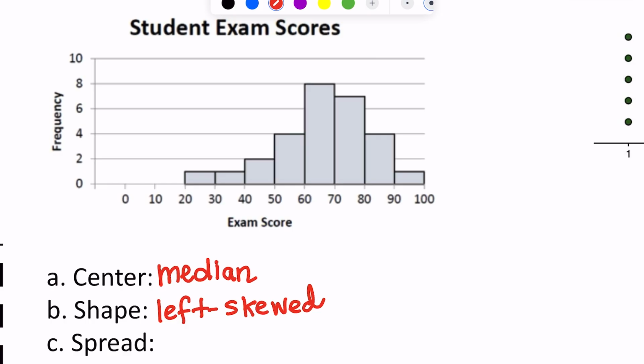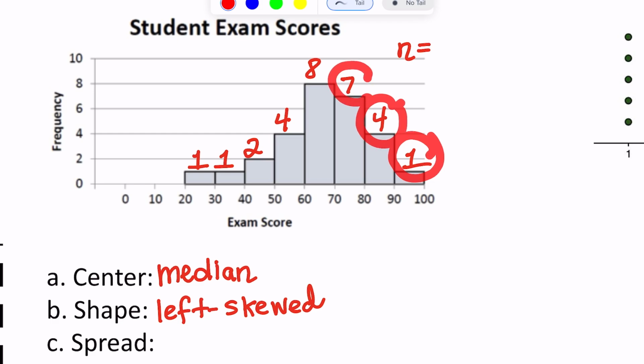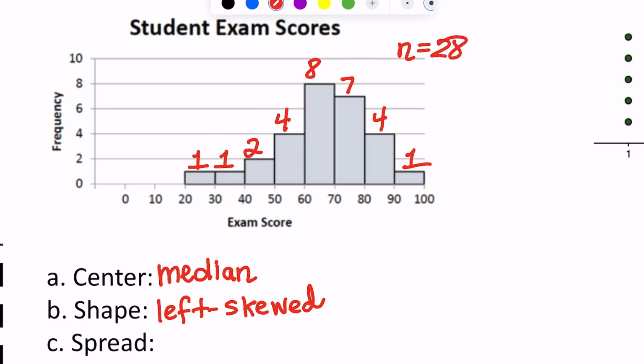First step, determine the frequency in each bin. So, for example, we have one data point in this bin, one here, 2, 4, 8, 7, 4, 1. That's our first step. Second step, I need to know the total number of data points in the whole data set. So we're just going to add 1 plus 4 is 5, plus 7 is 12, 20, 24, 26, 28. Divide by 2, and we get 14.